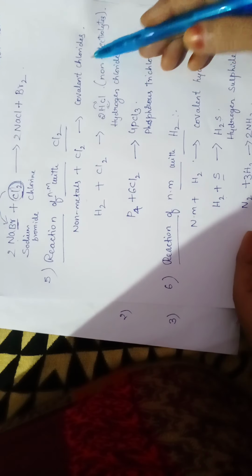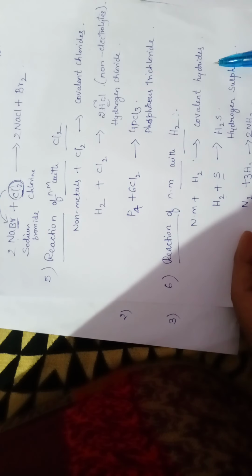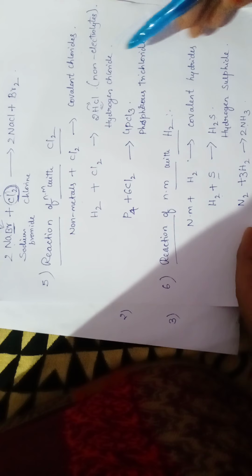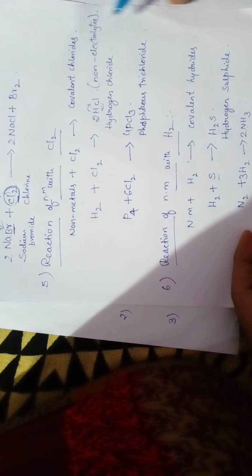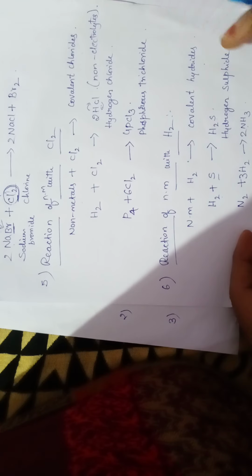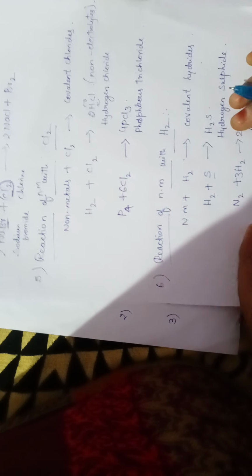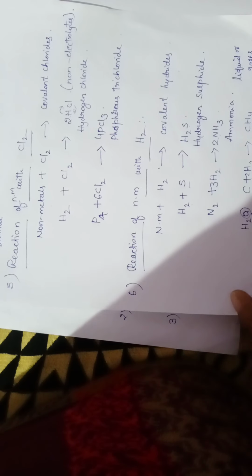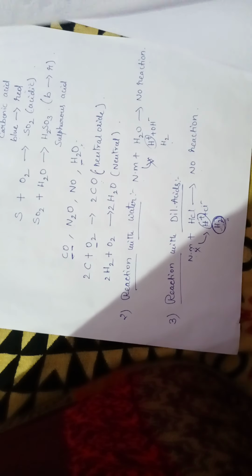Next, reaction of non-metals with chlorine and reaction of non-metals with hydrogen. Here covalent chlorides are formed, and here covalent hydrides are formed. These are non-electrolytes. Chlorides and covalent hydrides are both non-electrolytes, since they do not contain any ions and are unable to conduct electricity. So these are the 6 chemical properties of non-metals.